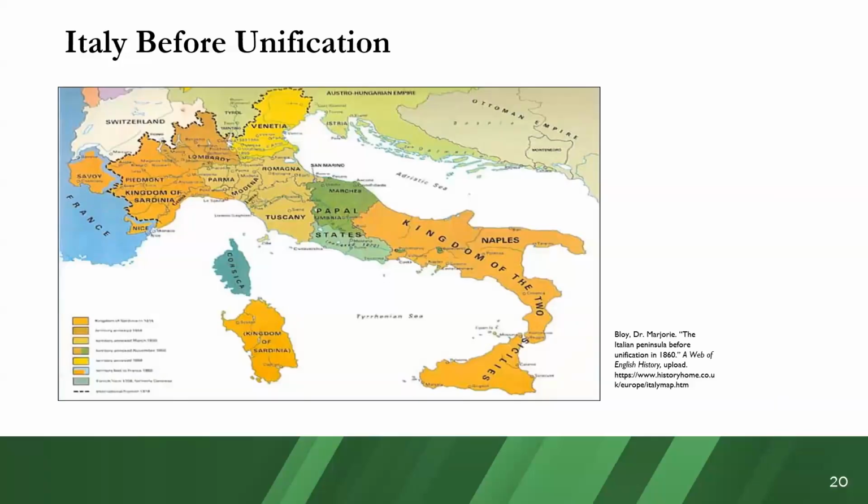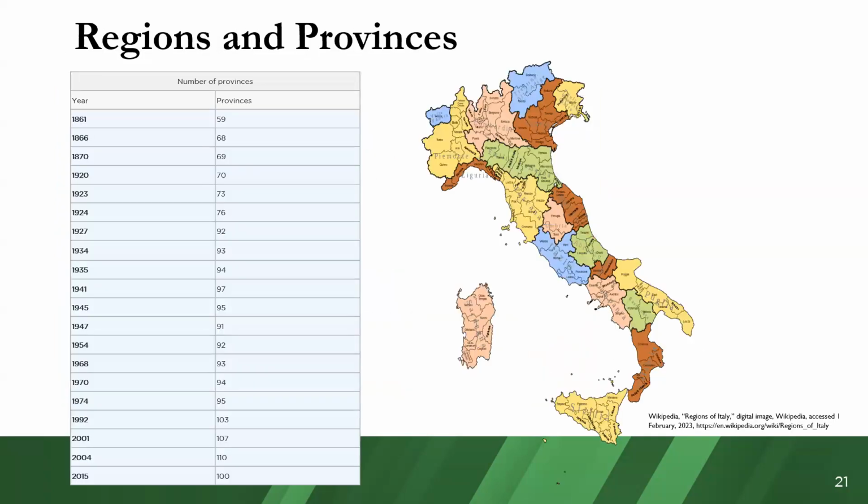So now let's talk about Italy itself. Italy became a country in 1861. Before that, as this map shows, it was just a bunch of different city-states ruled by different ruling families, okay? Once it was unified, they divided the country up into regions, which would be the same as a state, provinces, which would be like a county, and then the towns.